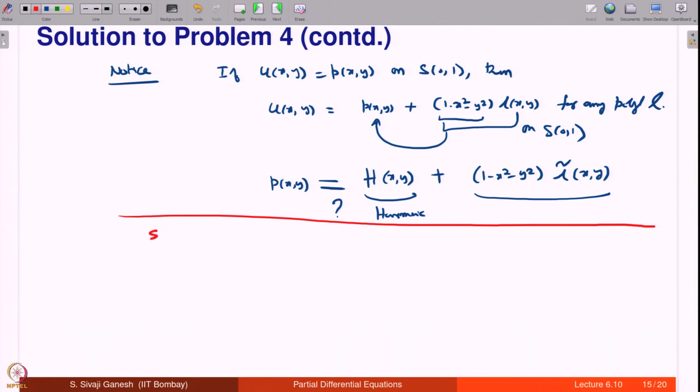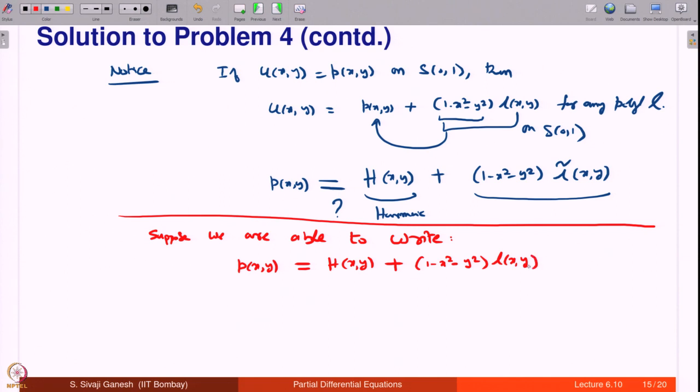So, suppose we are able to write p of x y equal to H of x y plus 1 minus x square minus y square into L of x y, where H and L are polynomials, of course, and Laplacian H is 0. That is, H is a harmonic polynomial in B 0 1. For a polynomial, it does not matter, once Laplacian H is 0, Laplacian H is 0 everywhere.